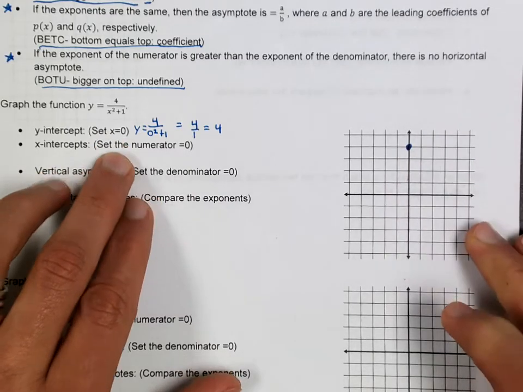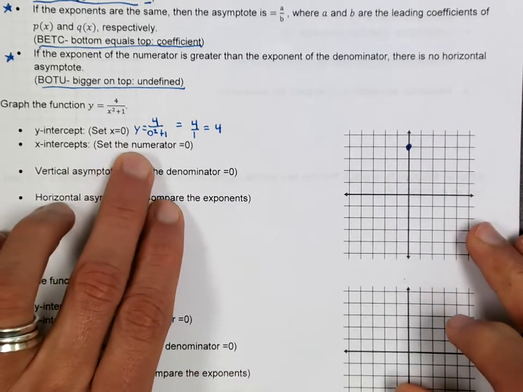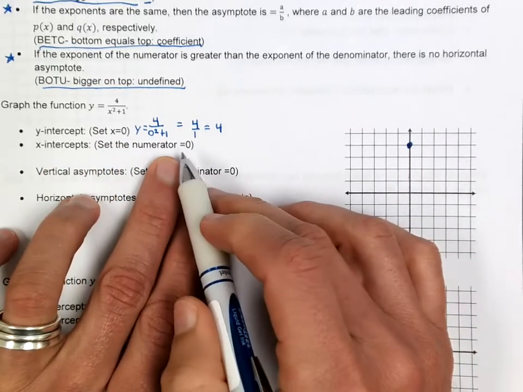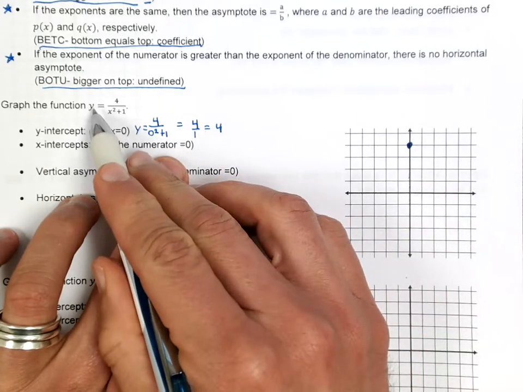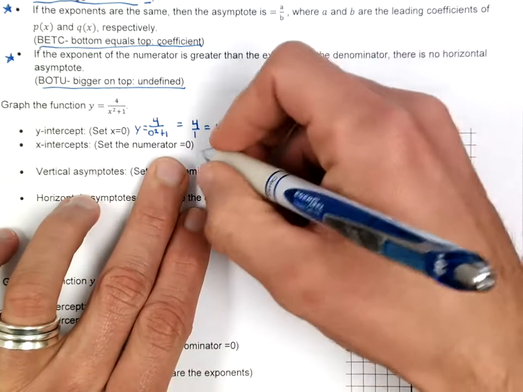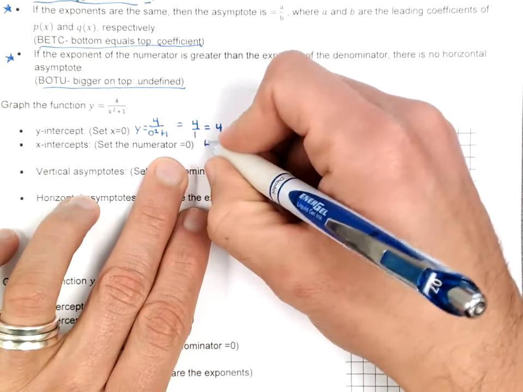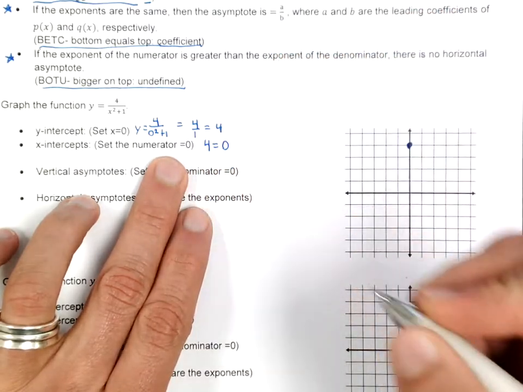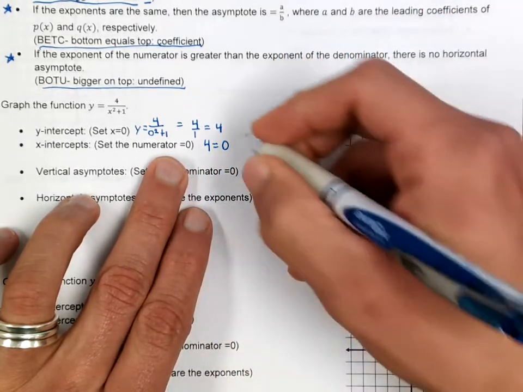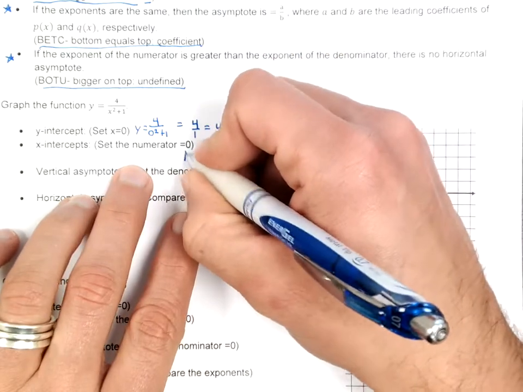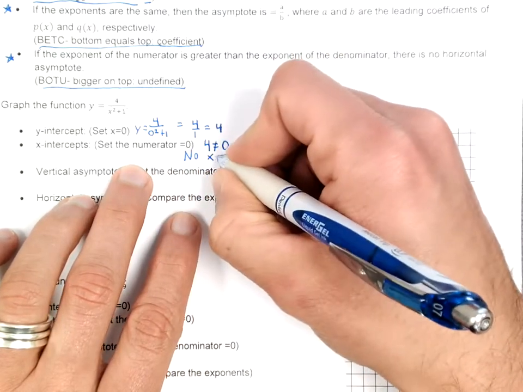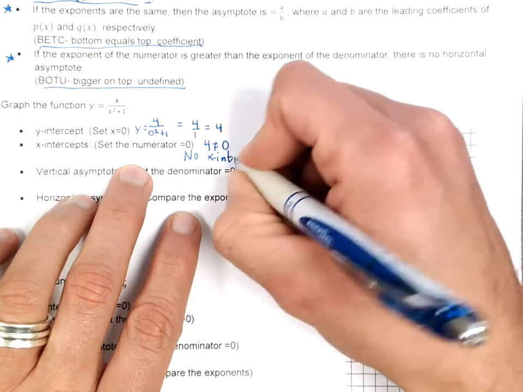That's my y-intercept. For my x-intercept, I'm going to set the numerator equal to 0. In this case, that's the same thing as setting y equal to 0. If that happens, I'm just going to set that equal to each other, and in that case, 4 is never going to be equal to 0. So there's actually no x-intercept.